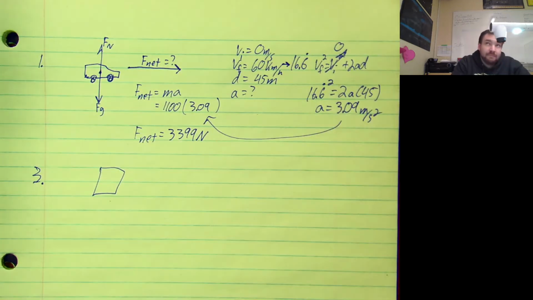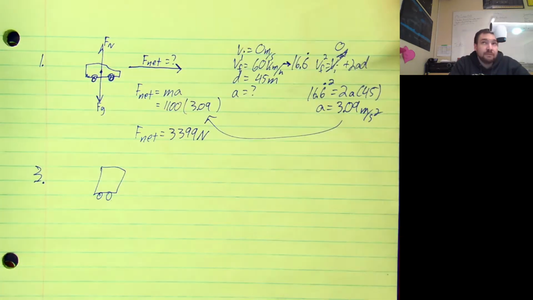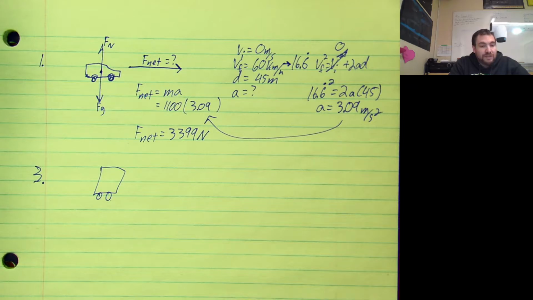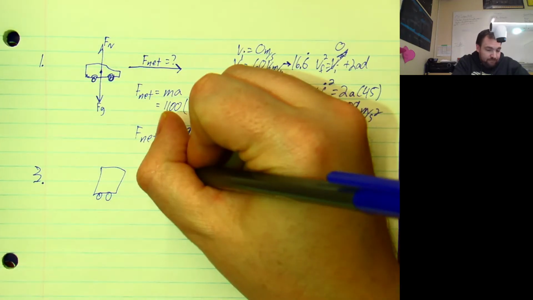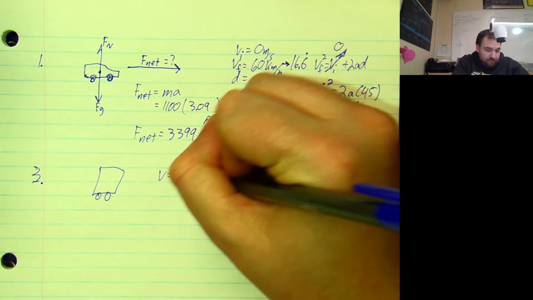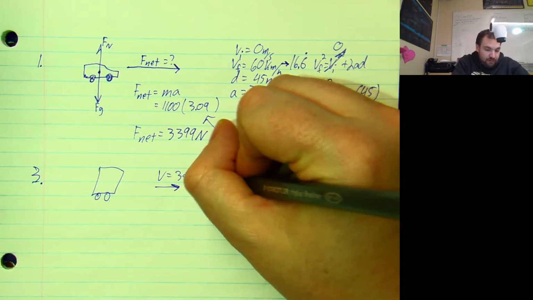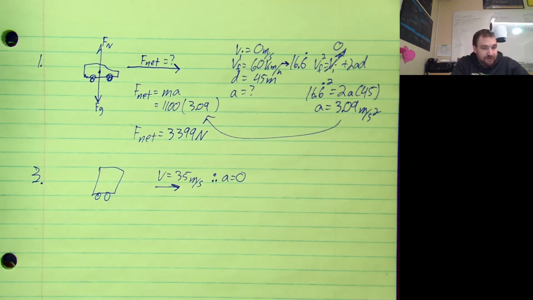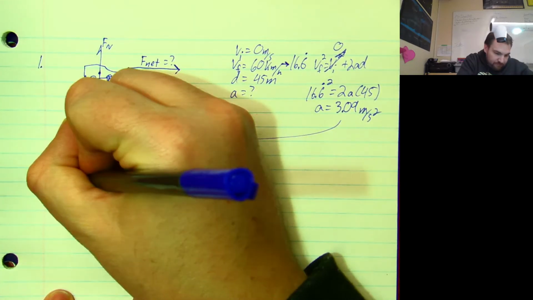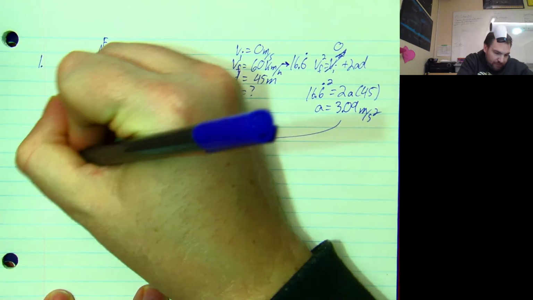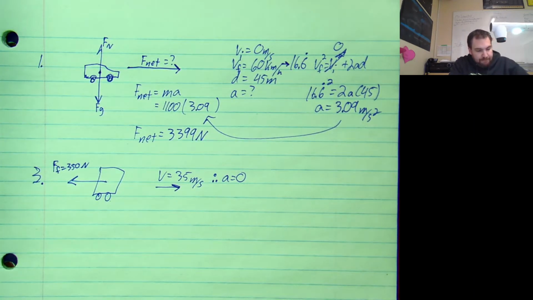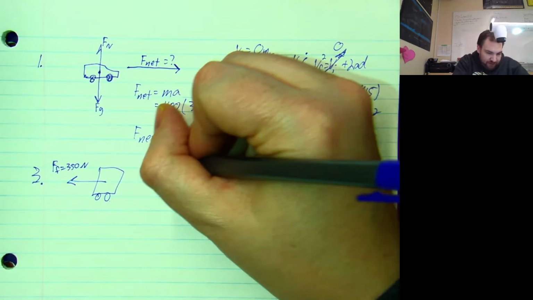For the sake of time, there's my car. What are we told about the car? Car has a speed of 35 meters a second, to the right, and 0 acceleration. We're told that's a constant speed, therefore acceleration equals 0. Okay, what else are we told? 350 newtons of friction acts against it. Force of friction equals 350 newtons, okay? And its mass is 950. We know the mass is 950. I'm just going to put that over here. That's all.